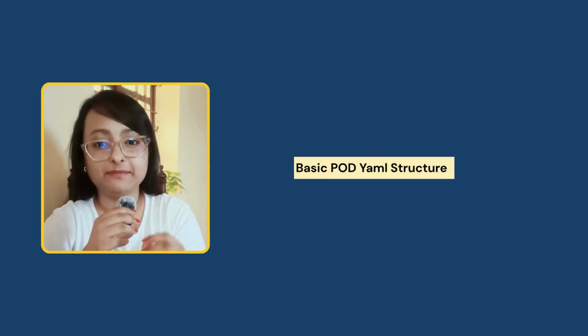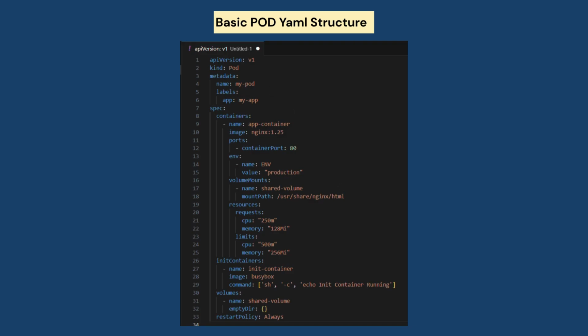Now let's talk about the basic pod YAML structure. API version specifies which version of the Kubernetes API to use for this object. Kind defines the type of Kubernetes object being created, like pod or deployment. Metadata holds identifying data like the pod name, labels, and annotations. Name is a unique name for the pod in the namespace. Labels are key-value pairs used for grouping and selection. Spec is the specification. It describes the desired state and configuration of the pod.